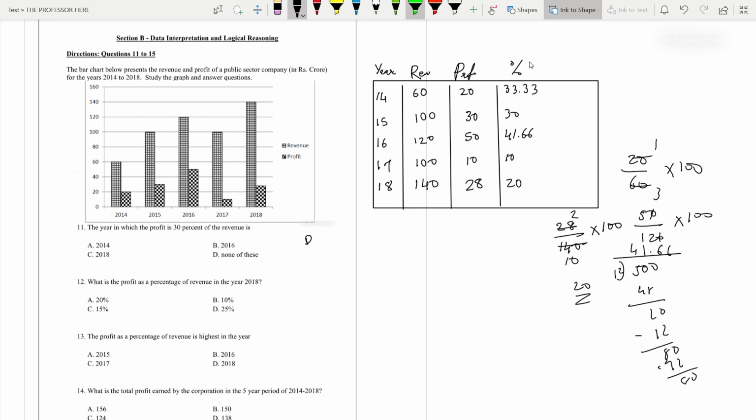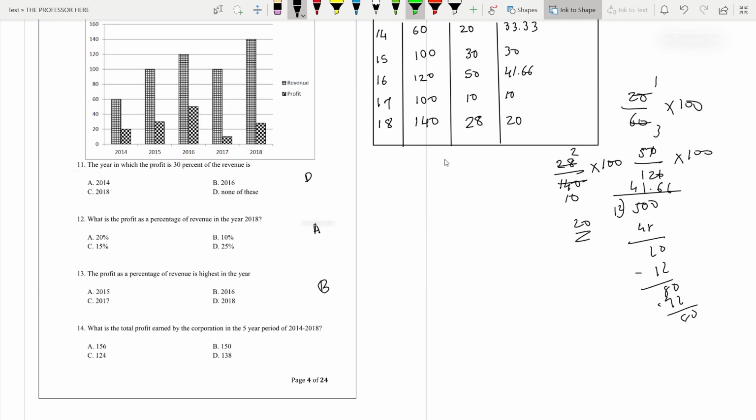Question number 12, what is the profit as a percentage of revenue in the year 2018? In 2018 it is 20%, so option A. Question number 13, the profit as a percentage of revenue is highest in the year. It is in the year 2016. So option B is the answer.